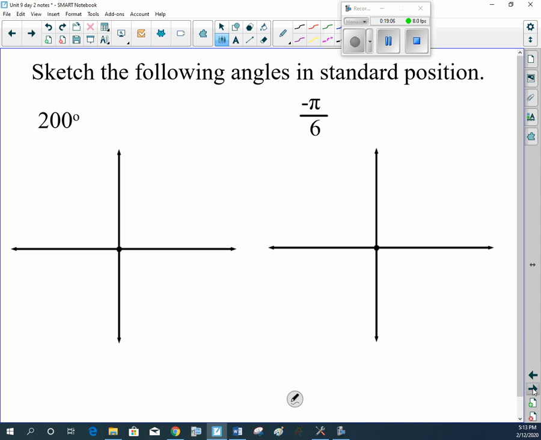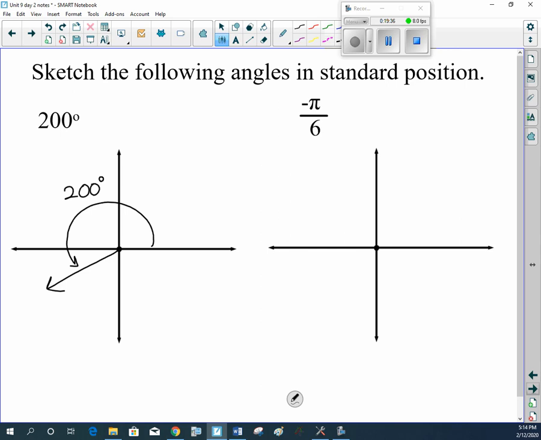We'll revisit that here in a minute. This one is a little bit out of order, but let's just sketch these two angles in standard position. So we've kind of been doing that already. This is 200 degrees. It's positive, so I know I'm going to rotate counterclockwise. So I'm just going to start here. I know that half a circle is 180, so I'm going to go a little bit past that, and that's going to be 200 degrees.